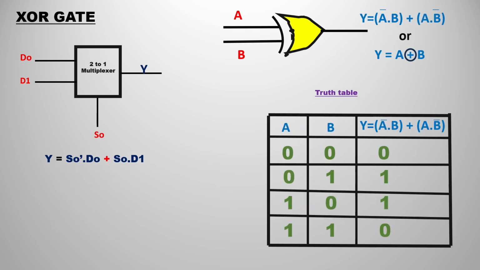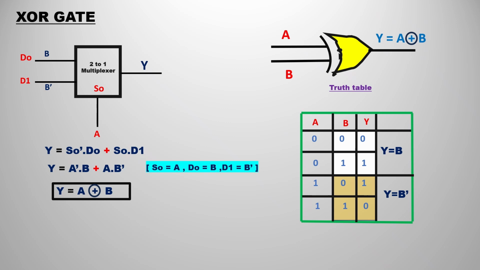The next important gate is the XOR gate. The XOR gate is important because this might be asked in your university exams or in the main exams like the GATE exam. So let's see the XOR gate implementation with the 2x1 multiplexer. I hope you already know the truth table of the XOR gate. When both of the inputs are the same, the output is 0. When both of the inputs are different, the output is 1.